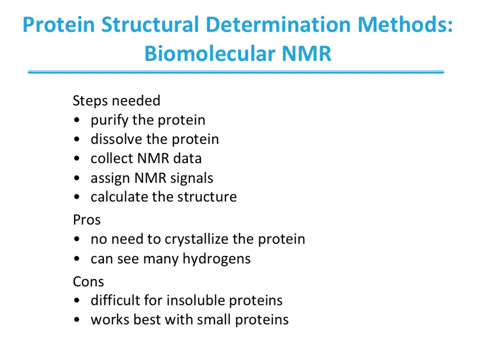Another method to determine protein structure is to do biomolecular NMR, nuclear magnetic resonance. And in this, you must be able to purify the protein and dissolve it, and then you collect NMR data, assign NMR signals, and calculate the structure. One of the difficulties for this is that it can be hard to dissolve the protein in a suitable solvent. So this works best with small proteins.